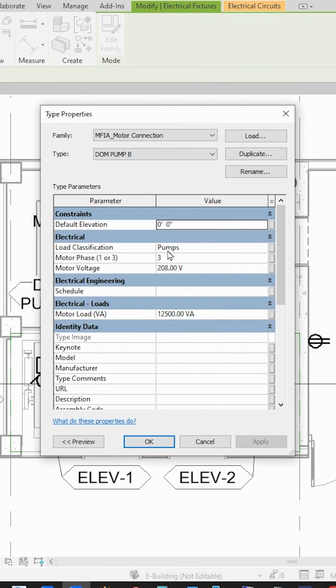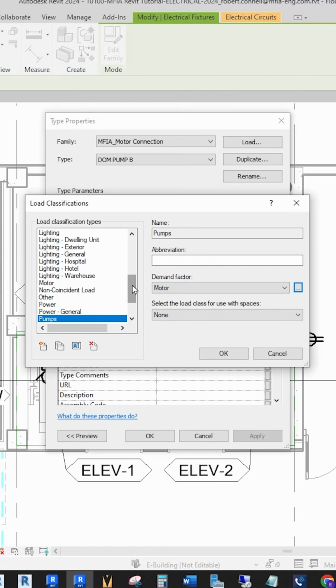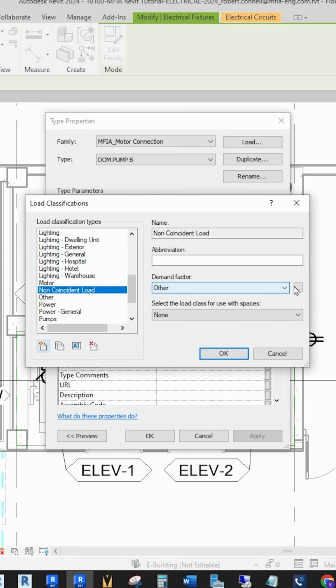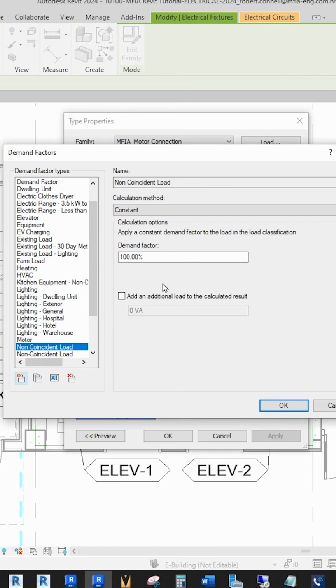We have this set up on the pumps category. What we can do is create a non-coincident load classification with a non-coincident demand factor that we can assign to one of our pumps that effectively reduces the load down to zero just by changing the load classification. So let's create a load classification for non-coincident loads, and then an associated demand factor, they are often the same, and leave its calculation method as constant. So how about 0.01, is the smallest we can do.